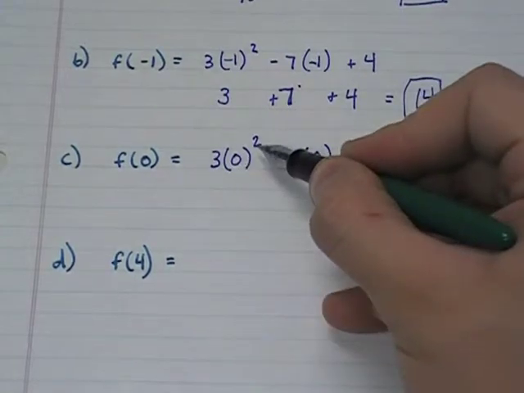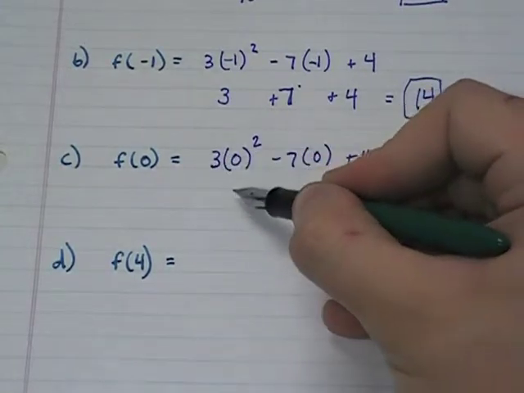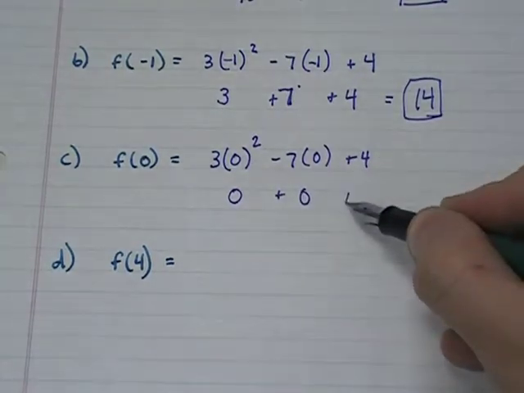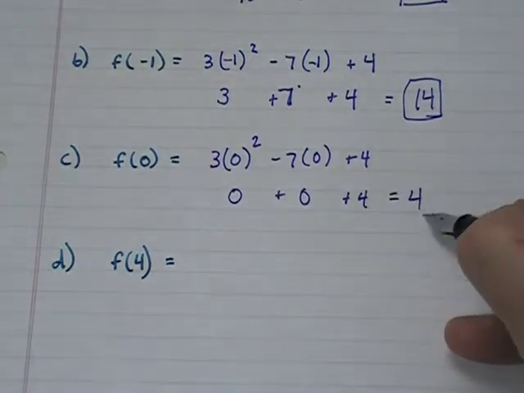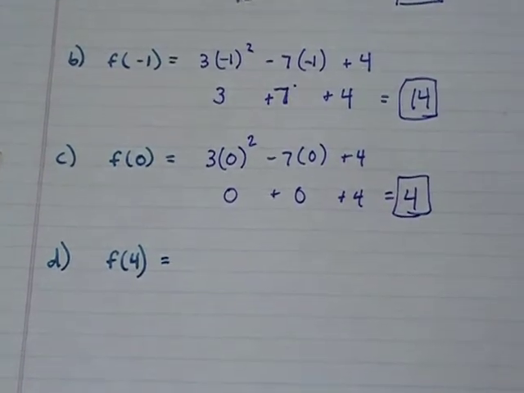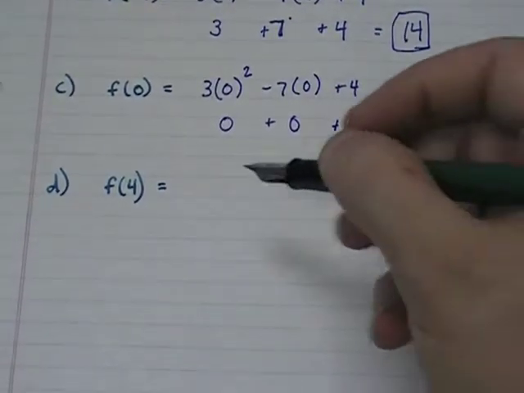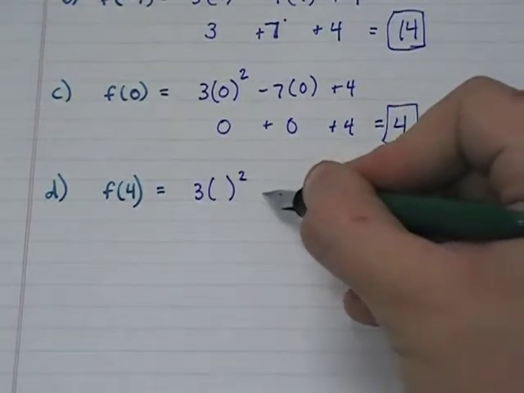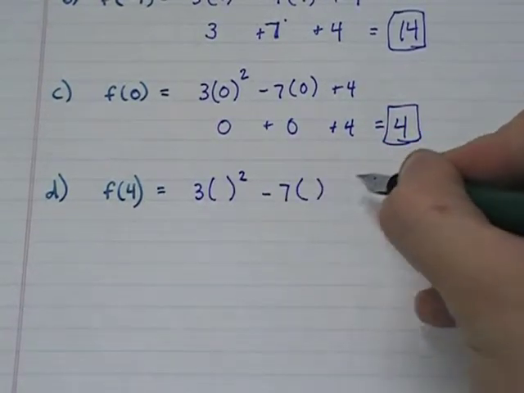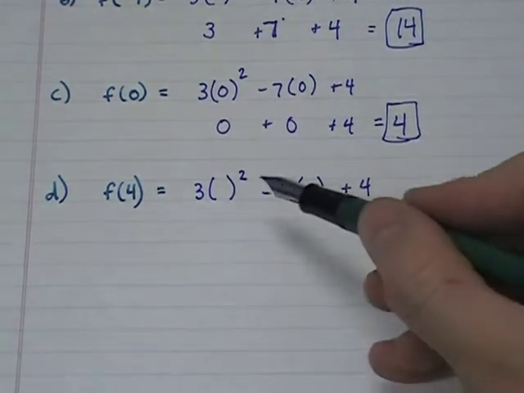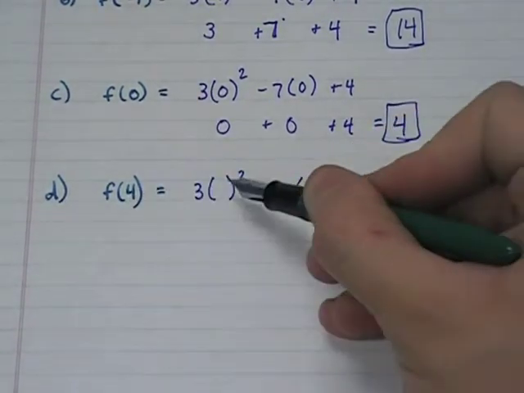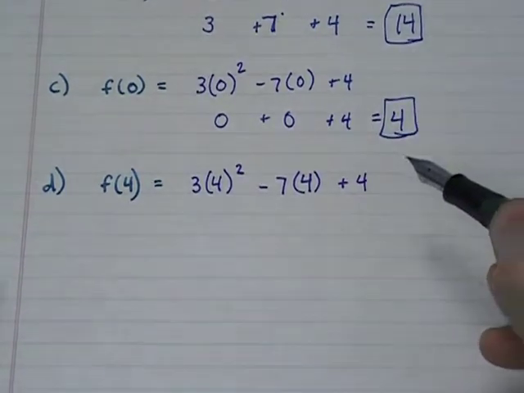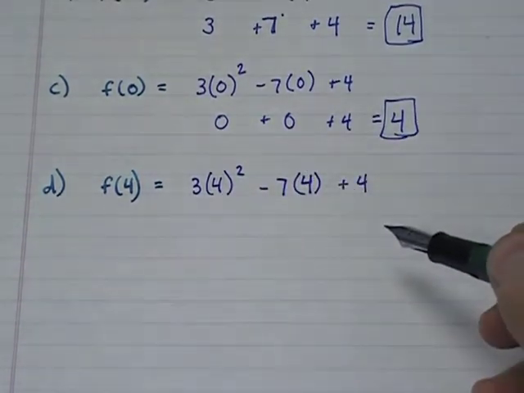Well, 0 squared is 0. 3 times 0 is 0. Negative 7 times 0 is 0. And then, of course, plus 4. So you get, ta-da, 4. And the last one, f of 4. Again, 3x squared minus 7x plus 4. And everywhere you had an x, put 4. 4 here, 4 here. Okay, 4 squared is 16.